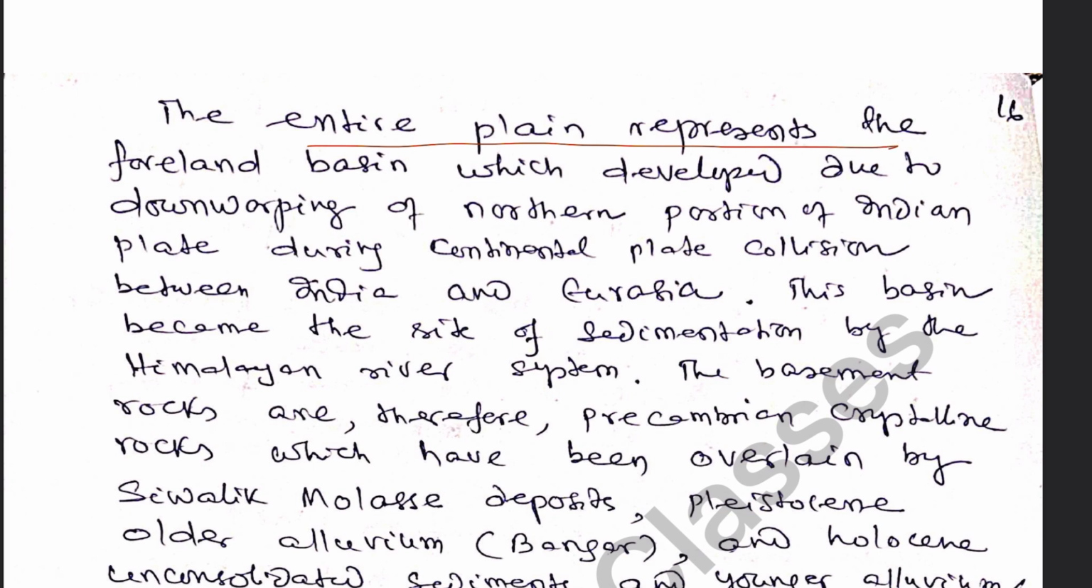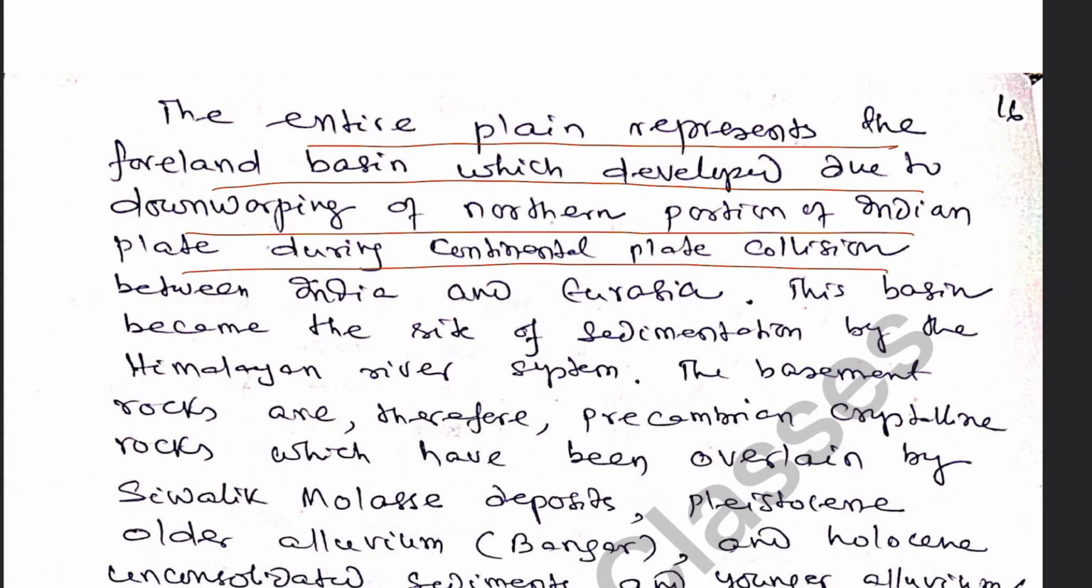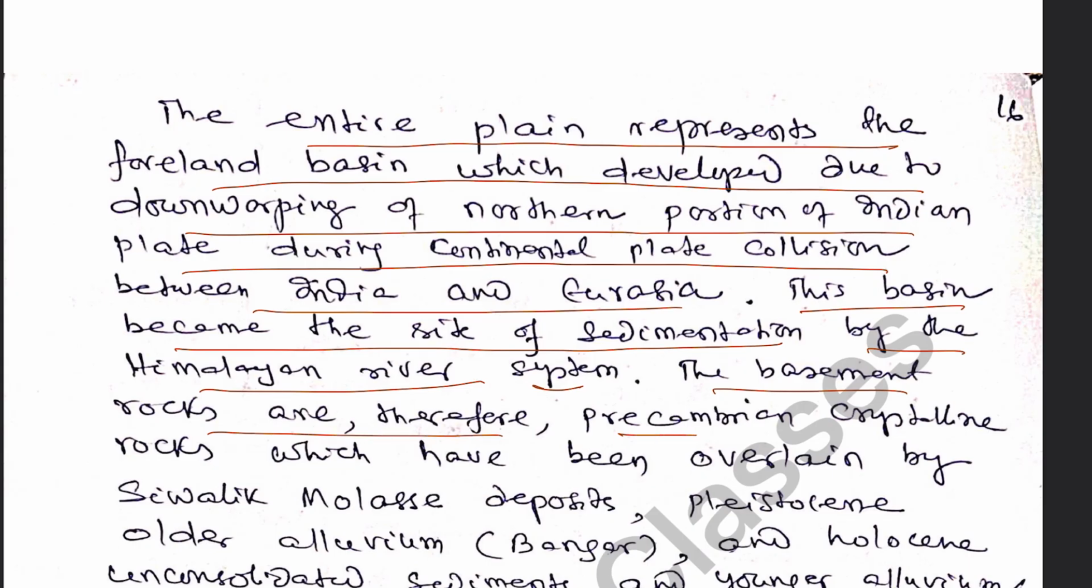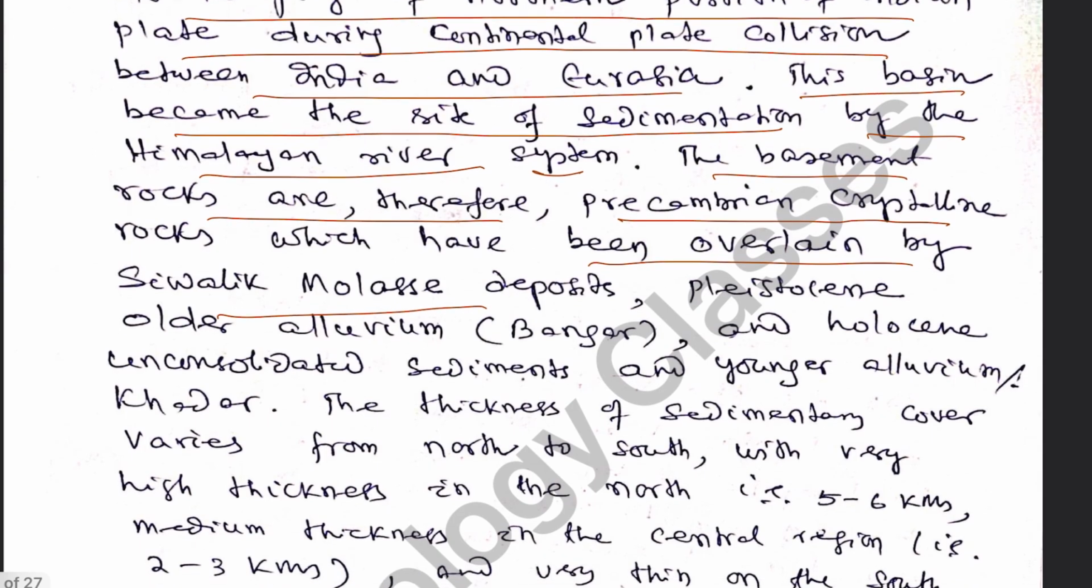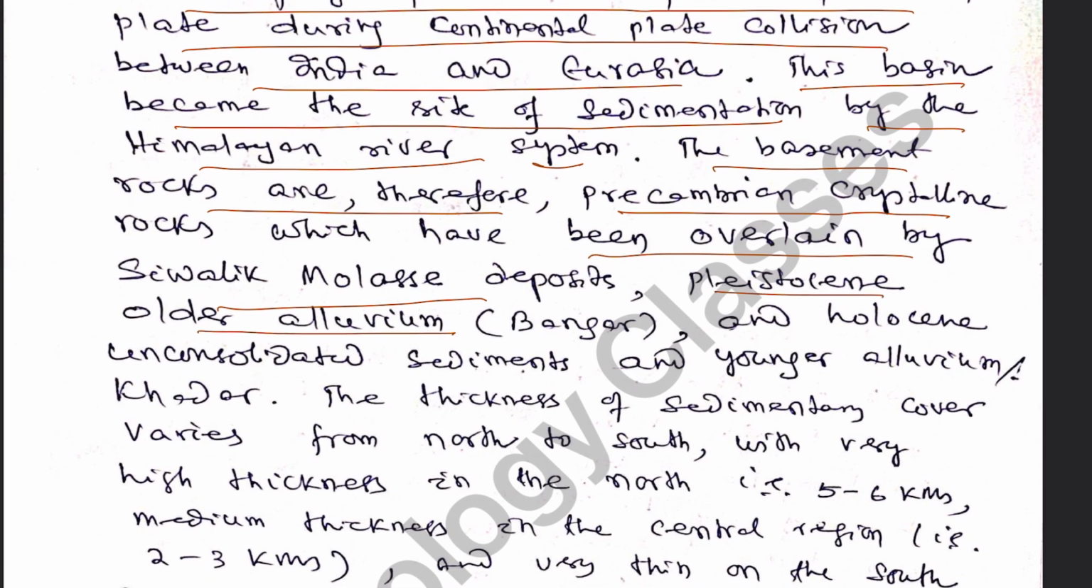The entire plain represents the foreland basin which developed due to downward spring of the northern portion of the Indian plate during continental plate collision between India and Eurasia. So this is the foredeep region in which the sediments derived from the rising Himalayan mountains have been deposited. This basin becomes the site for sedimentation by the Himalayan river system. The basement rocks are therefore Precambrian in origin and have been overlain by Sialic molasse deposits, Pleistocene older alluvium, that is Bhangar, and the Holocene unconsolidated sediments and younger alluvium, which is Khadar.